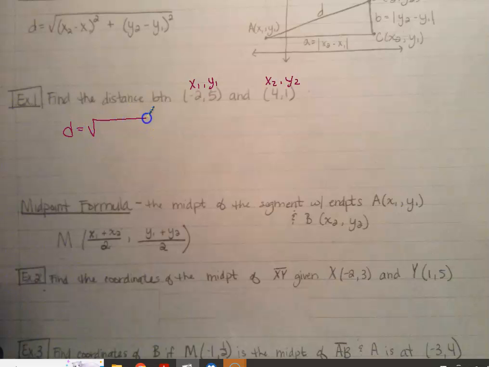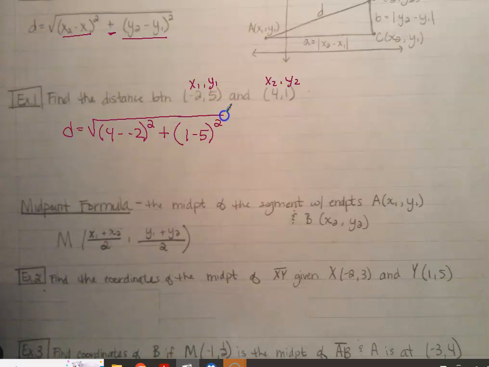Distance equals the square root of, we're going to subtract our x's. So 4 minus negative 2 squared plus, that's what comes next, the difference of our y's. And again, we have to start with our y2. So 1 minus 5 squared. Let me extend my square root sign. Okay, so this is going to equal the square root. 4 minus negative 2 is the same thing as plus. So this is going to be 6 squared plus 1 minus 5 is negative 4 squared.